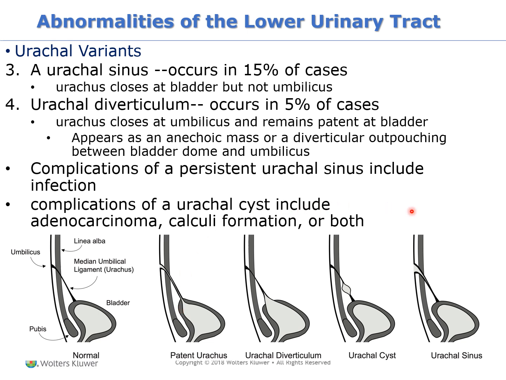Then we can have a urachal diverticulum, and this is where the urachus closes at the umbilicus but remains open in the bladder. In this particular case, you would see no urine flow out. However, you're going to see an abnormally shaped bladder fundus because it's extending into that proximal urachus. So complications of a persistent urachal sinus include infection. Anytime we're having urine that's getting trapped in places or not having normal flow and exit, that's when you're at risk to get those infections, stones, and other things.